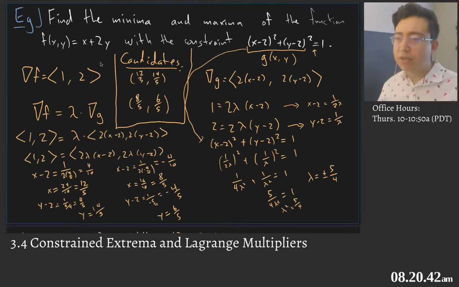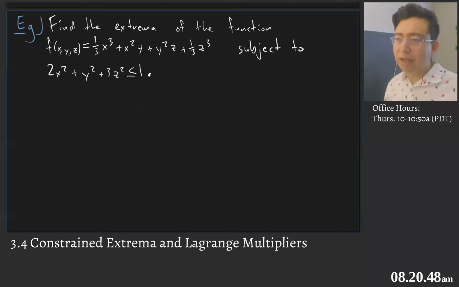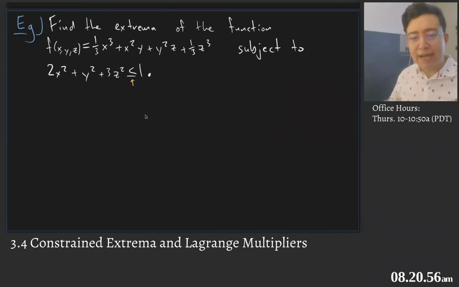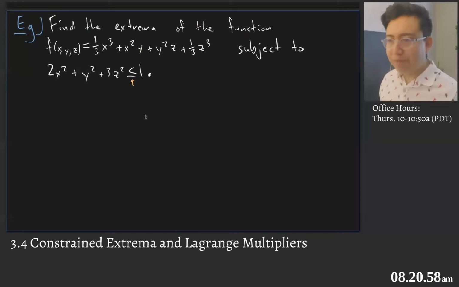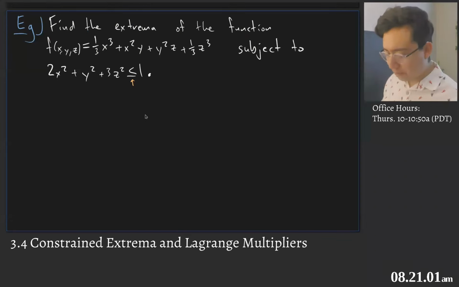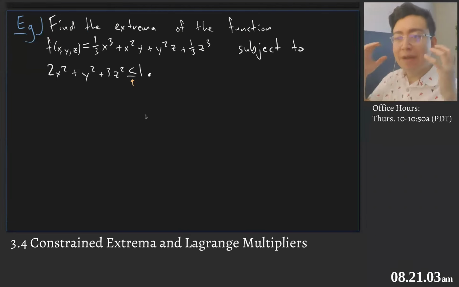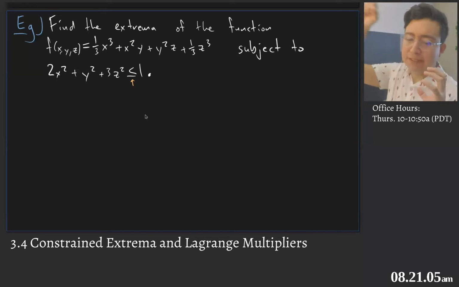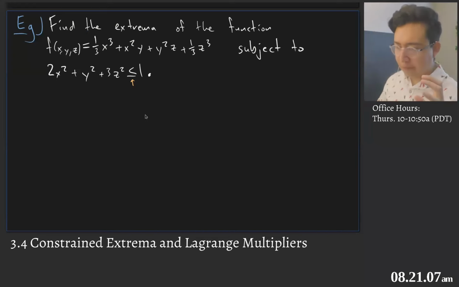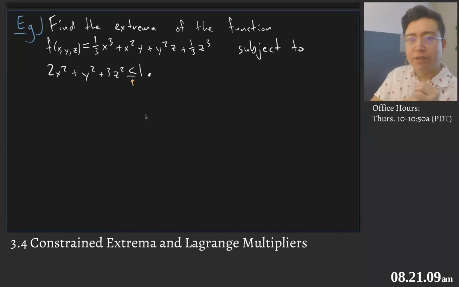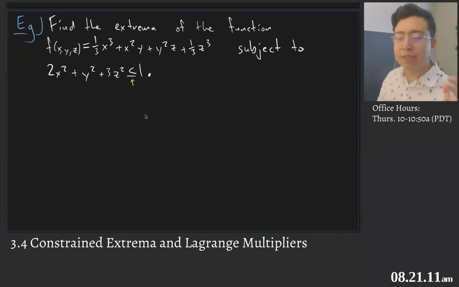Now notice, a couple of slides ago, in that example, we had an equal sign, and I even pointed it out. But here we have a less than or equal to. So that means our region has an inside and a boundary. Remember, the method of Lagrange multipliers only works on the boundary. So if you want to find stuff on the inside, we have to find critical points the old-fashioned way.